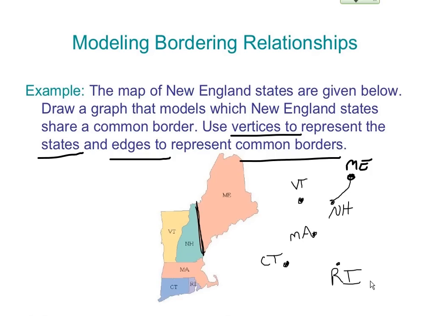Now we're going to look at New Hampshire. New Hampshire is bordered by Maine, but we already took care of that one. And Vermont. So we need an edge going to Vermont and Massachusetts.